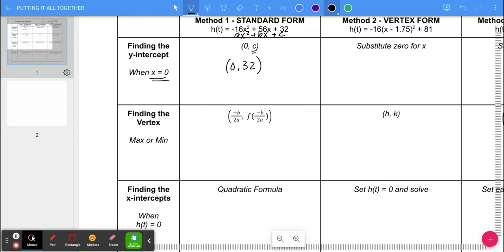Vertex. So if you're in standard form, the best way to find your vertex is using negative b over 2a, and that will give you your x. So again, make sure that you are lined up appropriately. So negative, again, parentheses, 2 times negative 16, negative 56 over negative 32 would give you a positive 1.75. That would also give you your axis of symmetry. Remember, axis of symmetry is a line.